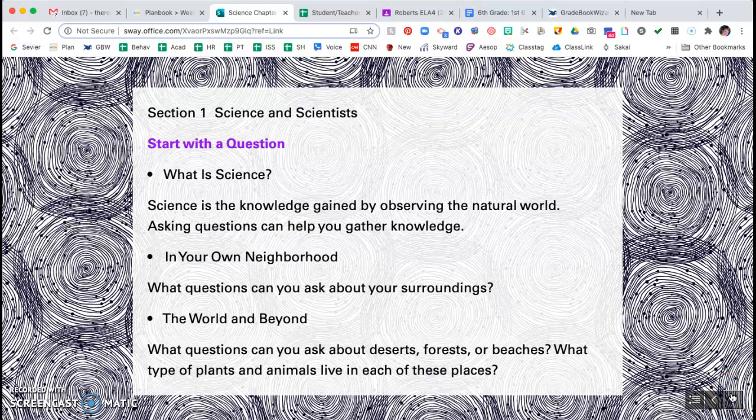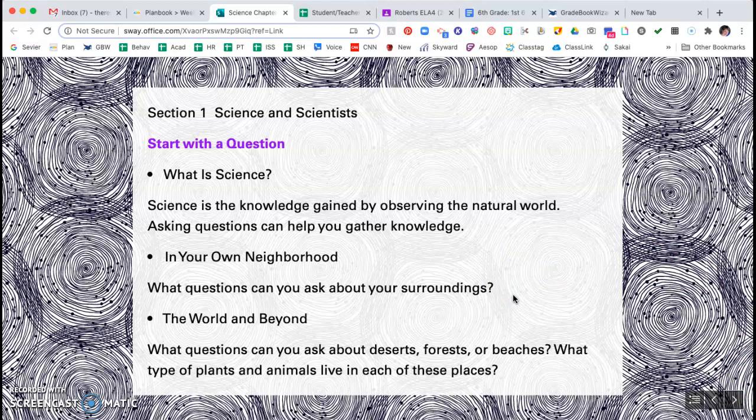So, what is science? Basically, everything in life that we think about, everything that you've ever questioned, you're doing science. So, science, the long definition, is the knowledge gained by observing the natural world, and it's asking questions that can help you gather any knowledge that you seek. So just think about your own neighborhood, just in your mind right now. What are some questions you can ask about your surroundings?